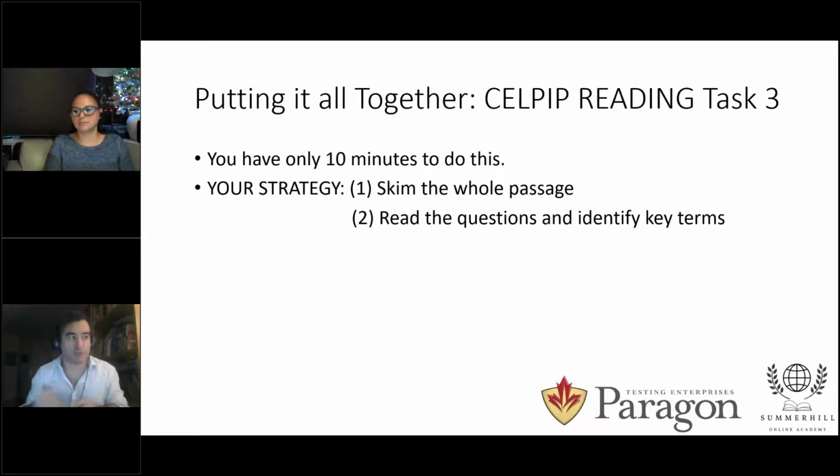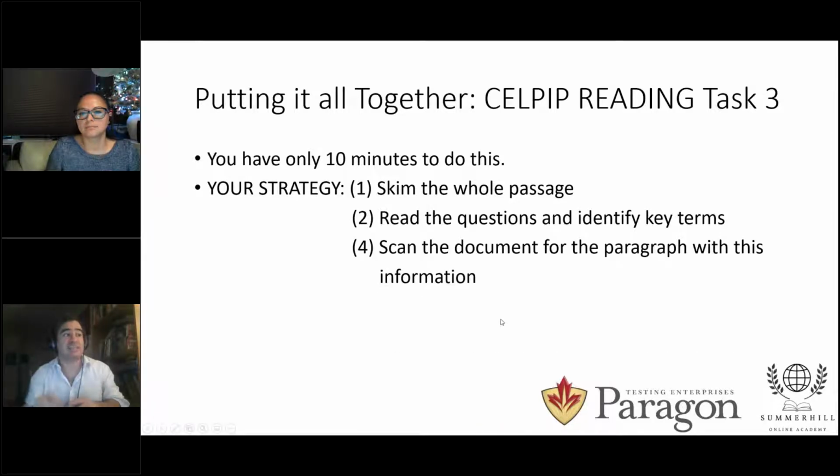Two, you're going to read the questions and identify any key terms. Now, key terms are words which pop out, which are impossible or difficult to paraphrase. A lot of the times, the words that you're going to find in those questions, in those statements, are actually paraphrases. So you're not going to see the same words inside of the body of the paragraphs. But sometimes you can rely on some paraphrases as well.